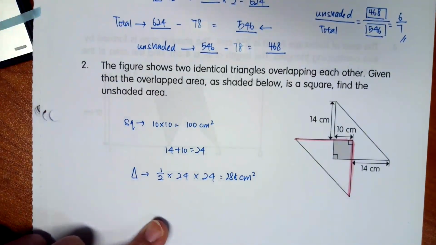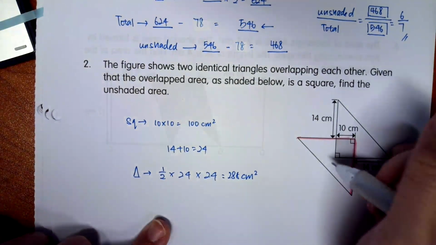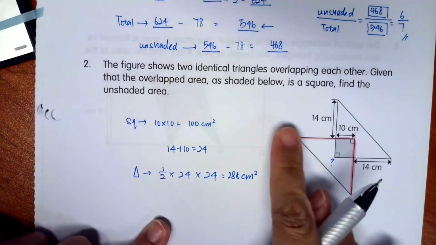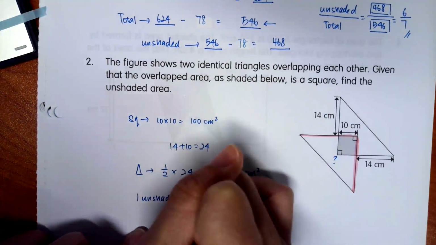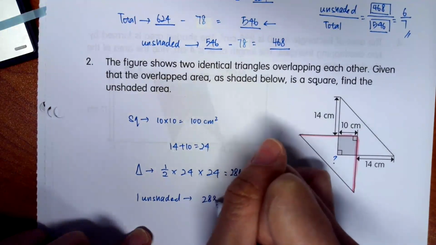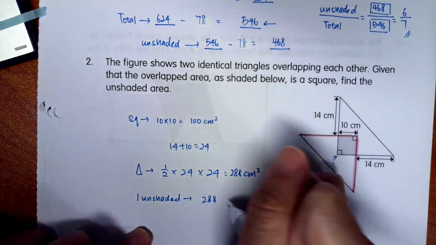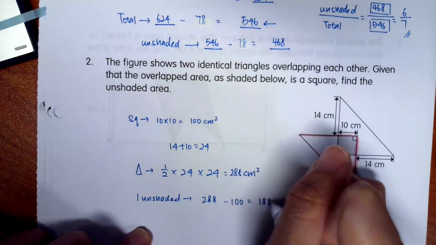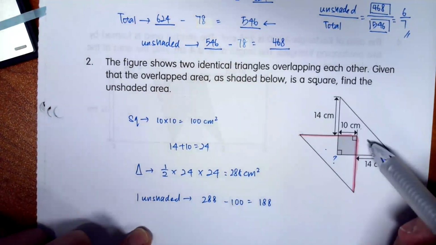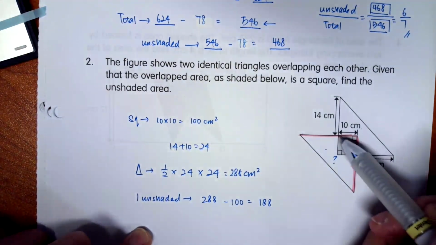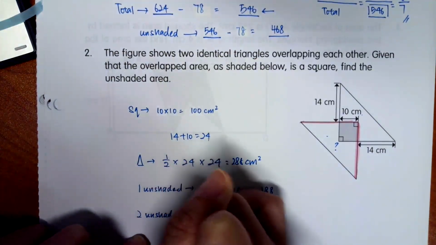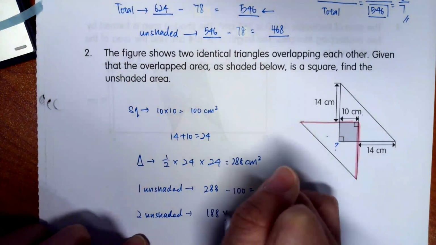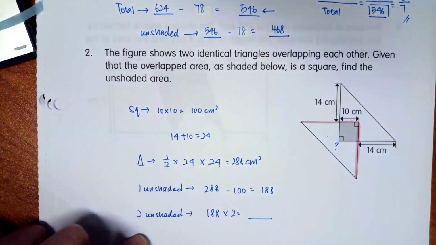Okay, so if I want to find the unshaded area, that means one of this, I'll take the triangle. So one unshaded would be the triangle 288 minus the square 100. So you have 188. Then there are two unshaded parts. Okay, they are the same because it's shared by this square here. So two unshaded would be 188 times 2. Then you get your answer already. That's it. All right.